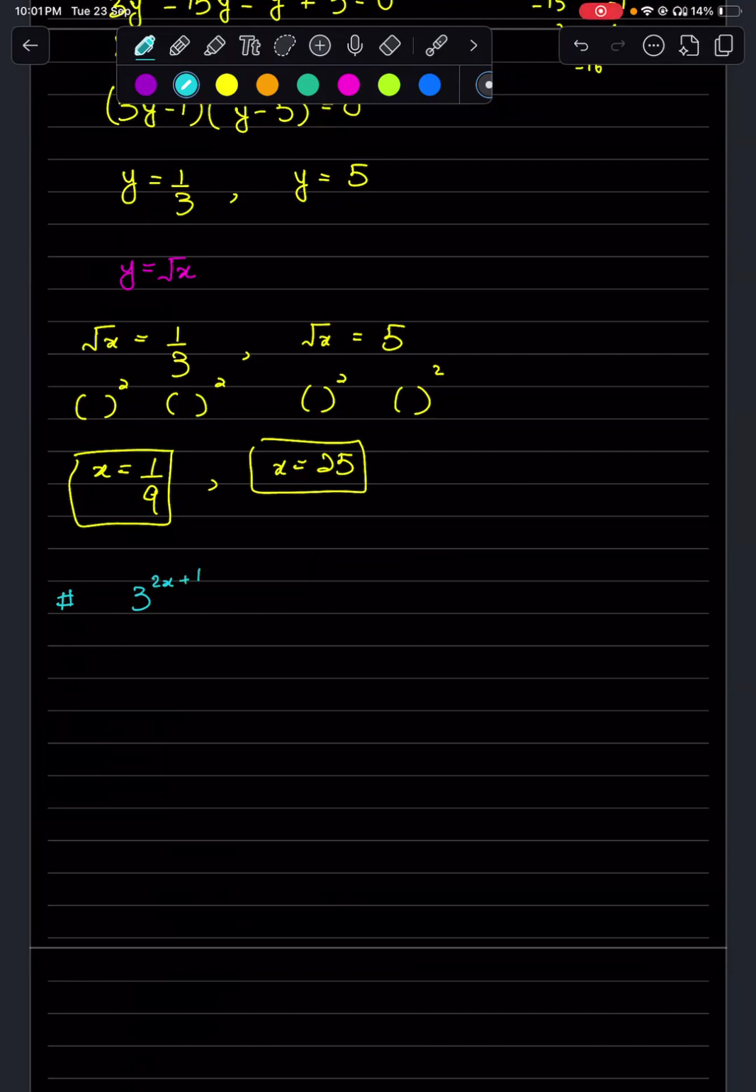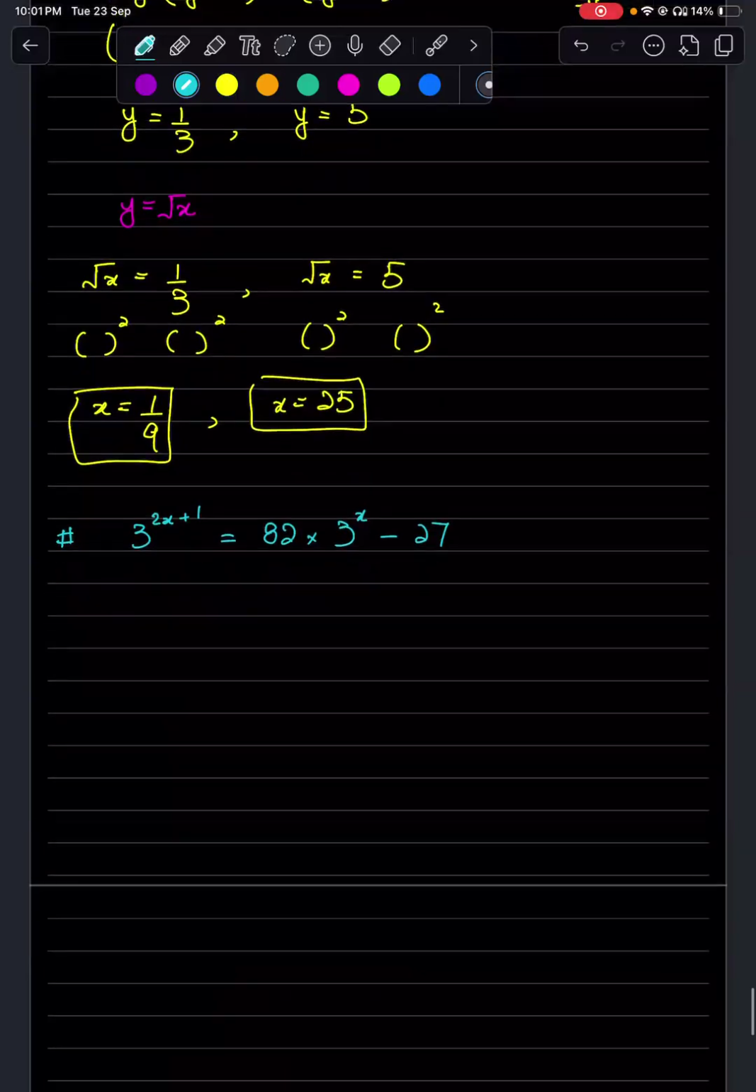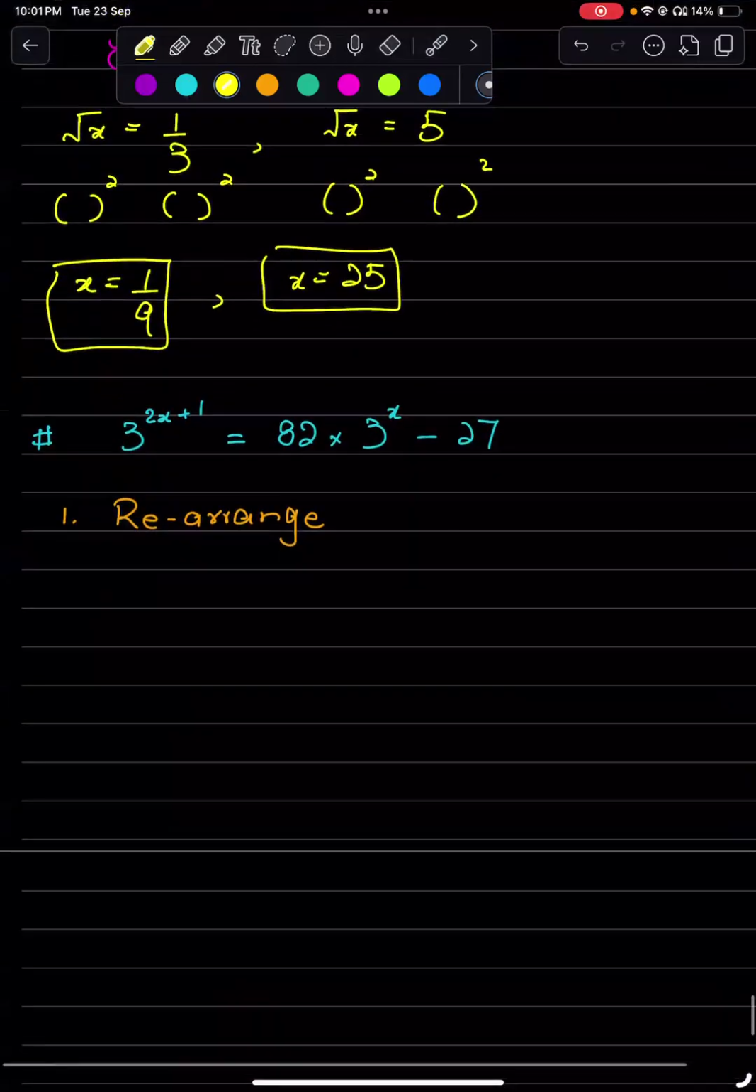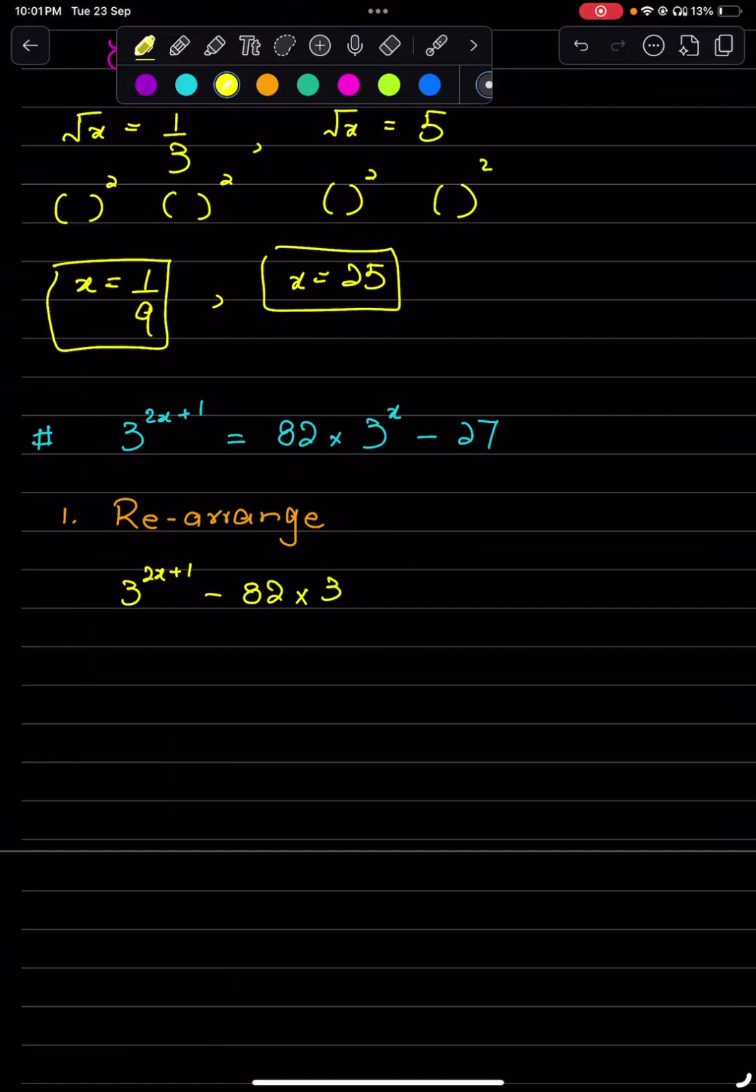So the next question is 3 to the power of 2x plus 1 is equal to 82 times 3 to the power of x minus 27. First of all, the very first step is to rearrange it. Always first rearrange your quadratic. It should be your very first step. Rearranging would give me 3 to the power of 2x plus 1 minus 82 times 3 to the power of x plus 27 is equal to 0.